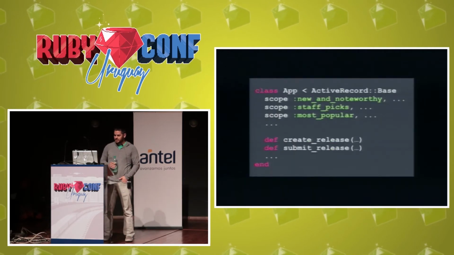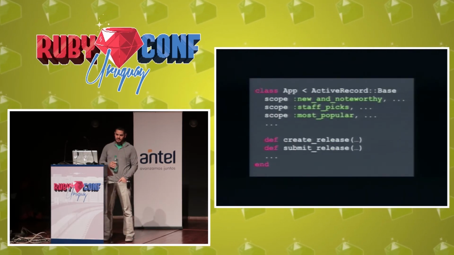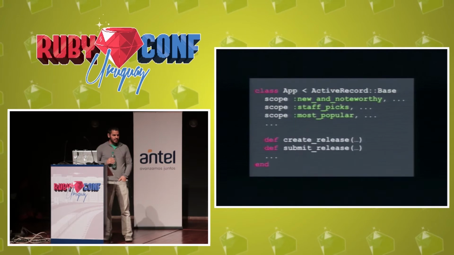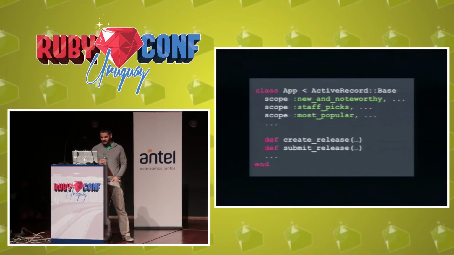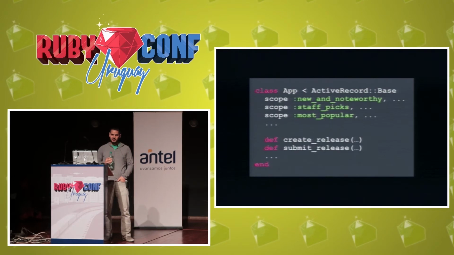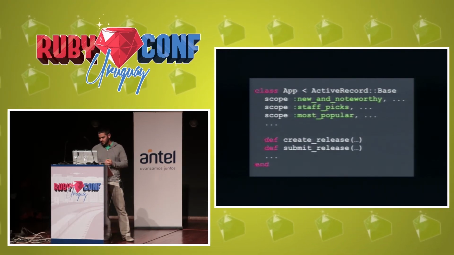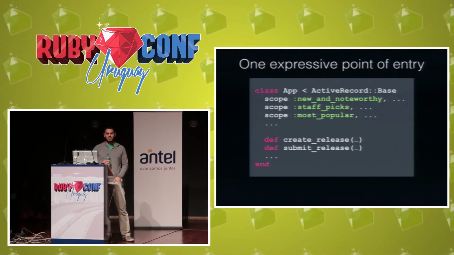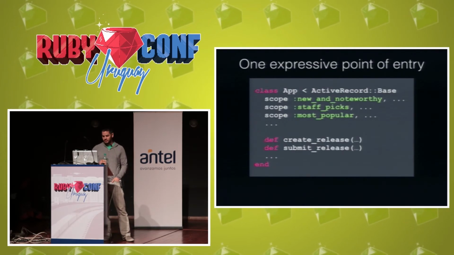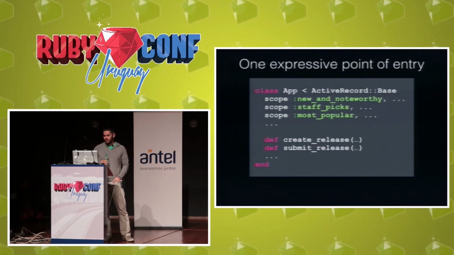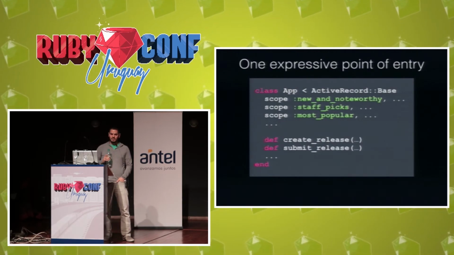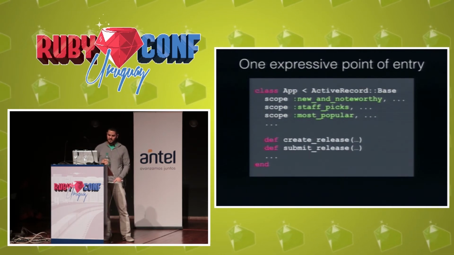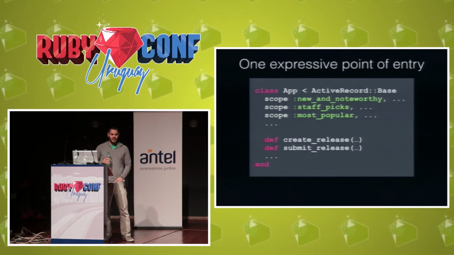So let's go back to our app and take a look at it again. Now we have a list of scopes, and we have a list of behaviors as we talked about before. So we're starting to build this one expressive point of entry. If you want to do anything with a release, a version, or version number, or a screenshot, or a customer review, you access all of that through your app. It makes it very simple for developers to interact with these objects. It sums up all the things that can happen with an app.